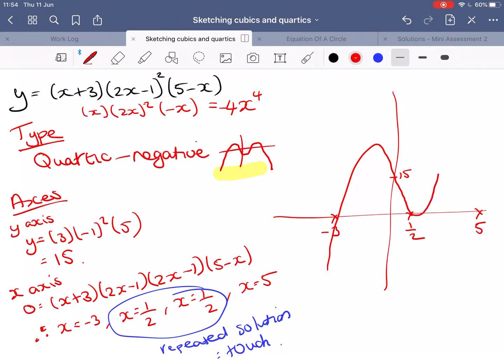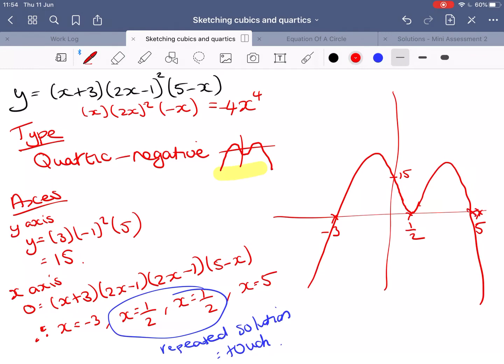It's going to come up. Sorry, it's not going to look like that. Oh, it was going to look like that, but I didn't explain myself. So it's going to come up, it's going to come down. Now at x equals a half, it has to be a touch. So it doesn't go through, it only touches as it turns. And then it goes up and turns.